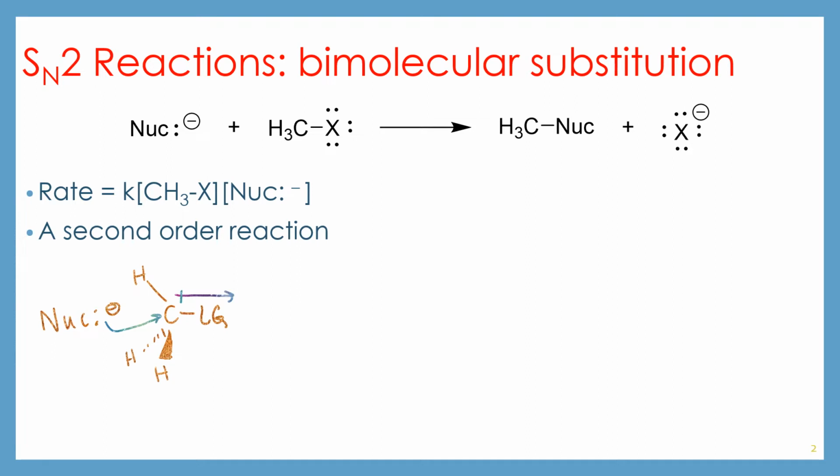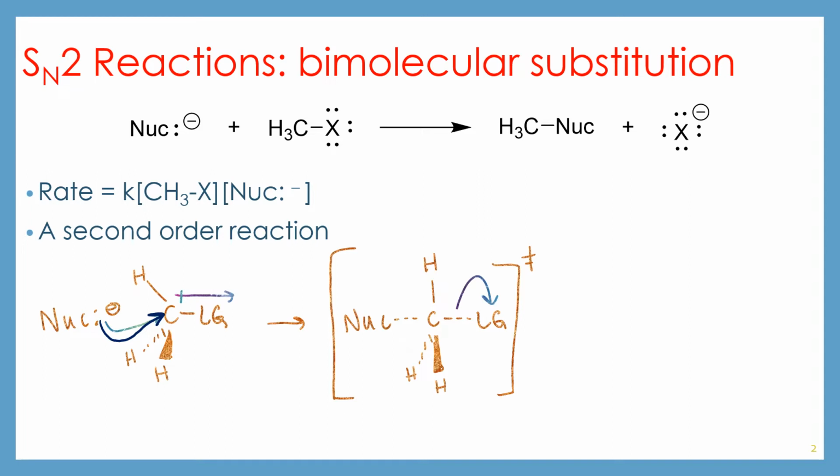So, for example, in an SN2 reaction, the nucleophile comes around from the back side of the molecule, meaning the side opposite the leaving group, and the electron pair of the nucleophile attacks the electrophilic carbon. This leads to an intermediate state where the bond between the nucleophile and the electrophilic carbon is forming, thus the dotted line, and the bond between the carbon and the leaving group has weakened.